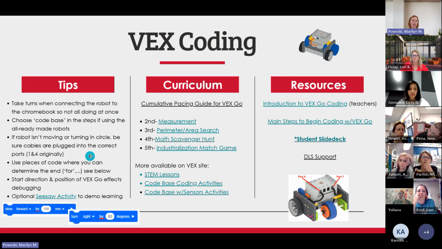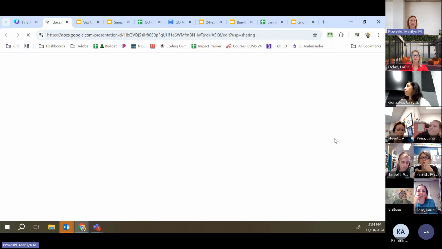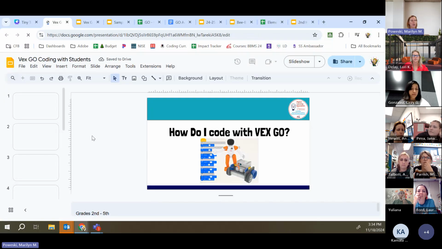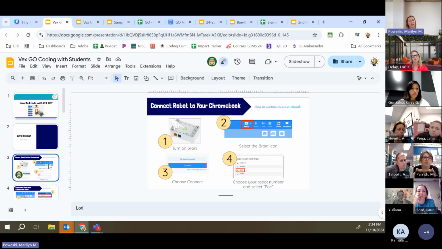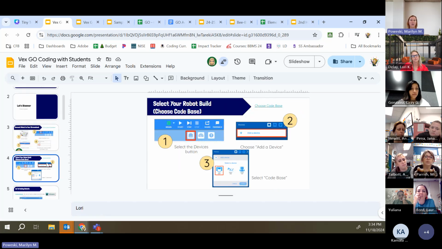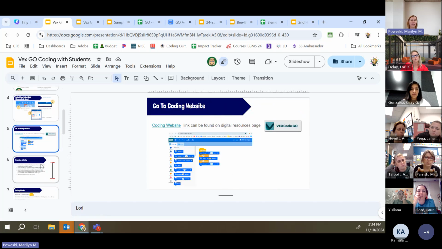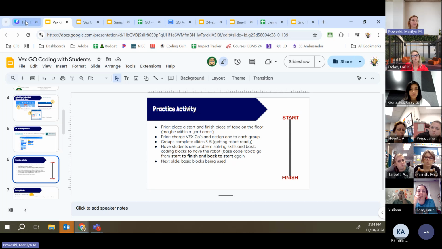Again, there's some tips on the left-hand side if it's not working, if it's not doing what you want it to do. There's an additional student slide deck here. So coding with VEX Go, just walking through the steps. You need to do this and then do this to walk students through how to get it connected and how to get started.